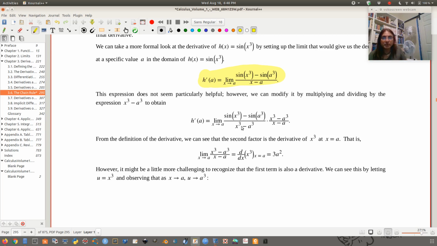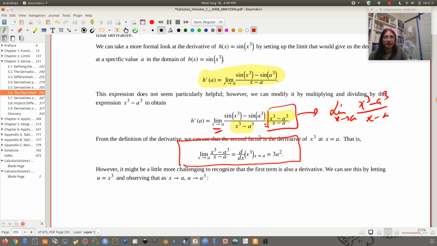Okay, but now what we can do is multiply and divide by x cubed minus A cubed, and take the limit x to A, this limit here as well as here. Remember, if you have a limit of a product of two functions, f times g, it becomes limit of f times limit of g. If you look at this part, it'll be limit x goes to A, x cubed minus A cubed over x minus A. This is just the derivative of x cubed, which is 3x squared, and evaluated at A becomes 3A squared. So the second part is straightforward.